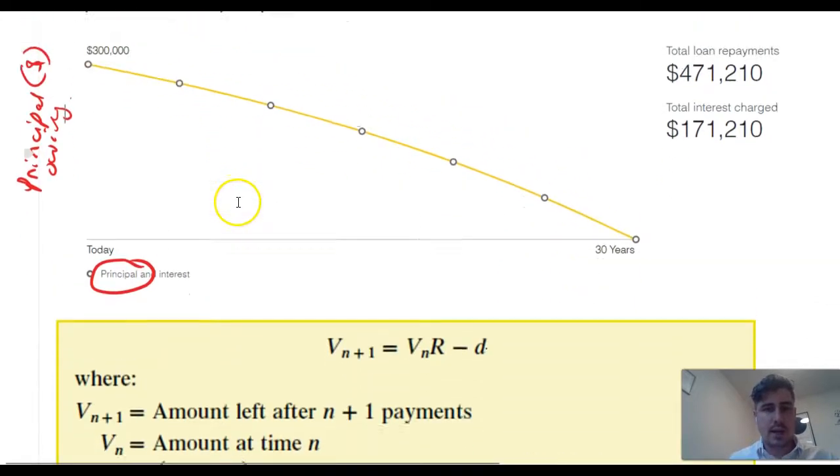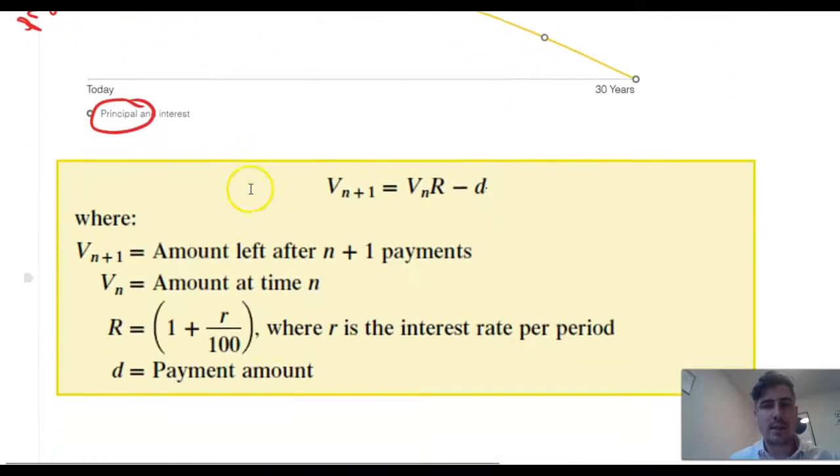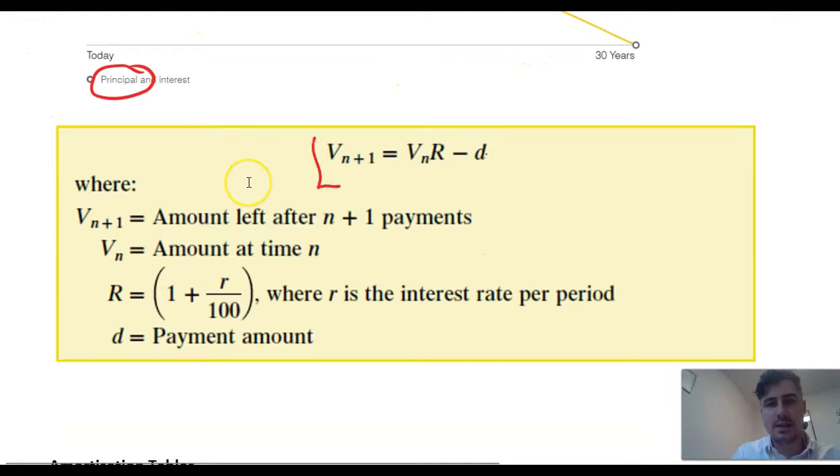So if we look at the actual recurrence relation used for this, it's the same system as the one we used for geometric growth and decay. So we've got your ratio here, which is actually the interest rate. So you work out capital R by using this here, 1 plus R over 100. So that will increase the amount owing, and that's what generates the interest. Then you make your deduction. So that's your payment. So D is the payment amount. So that's how much you're giving the bank to try and pay off the loan.